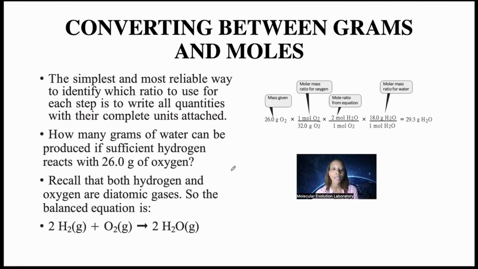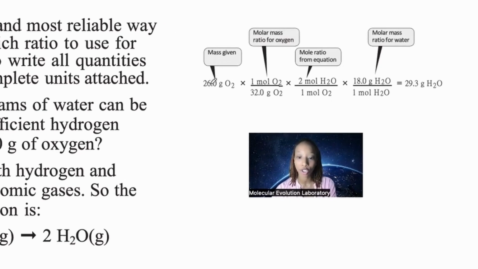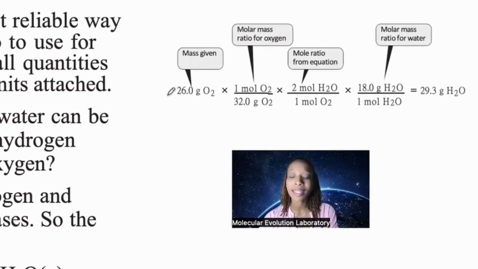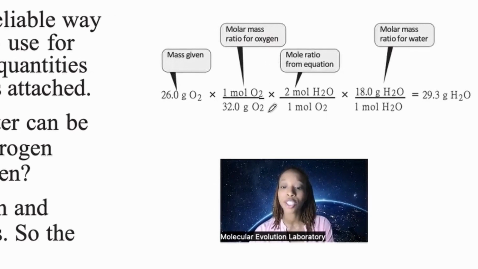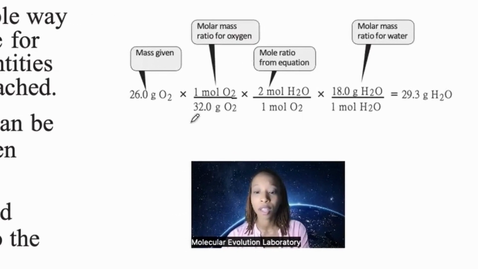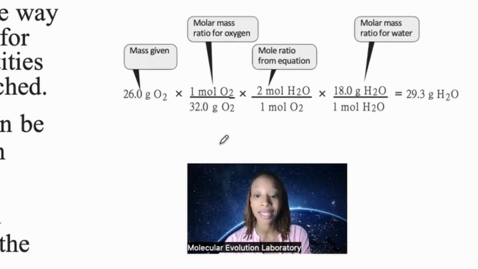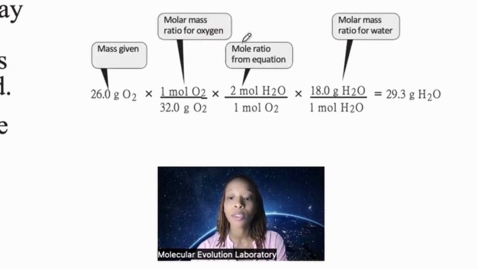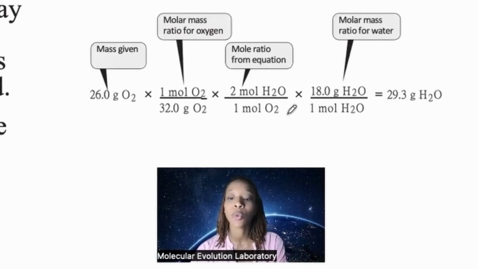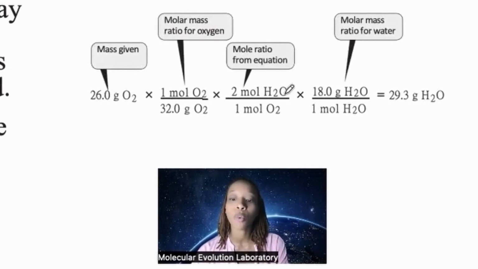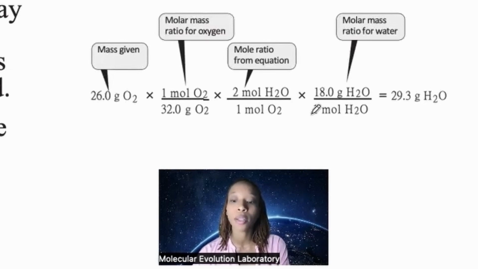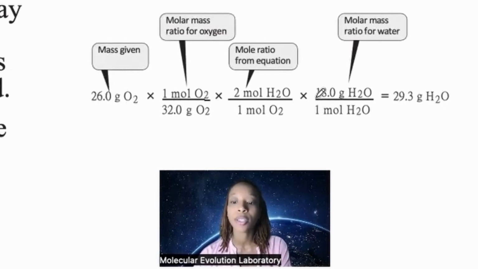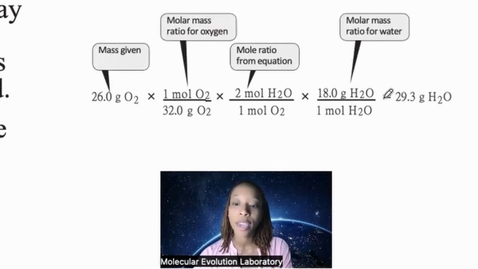So in order to find out how many grams of water you can make, you have to start with the mass given, 26 grams of oxygen, and the molar mass of oxygen. So oxygen's molar mass is 16, so this would be 16 times 2, that gives you 32. The mole ratio from the equation now would be 2 moles of water for 1 oxygen molecule. So you multiply this by 18 grams of H2O.